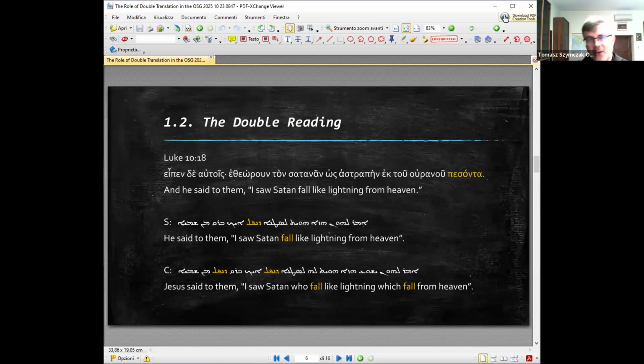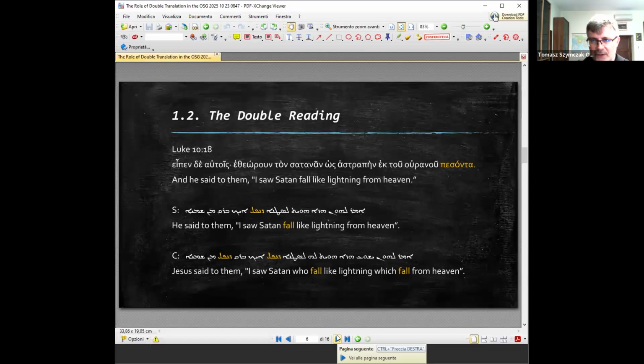So here the doublet of falling in the Curetonianus likely arose not from an intentional double translation, because pesonta in Greek can refer only to Satan, not to the lightning, but from a copying error. So we are dealing with the transmission of the Syriac text. Thus, this is not a true example of double translation. As I said, sometimes it is useful to distinguish it.